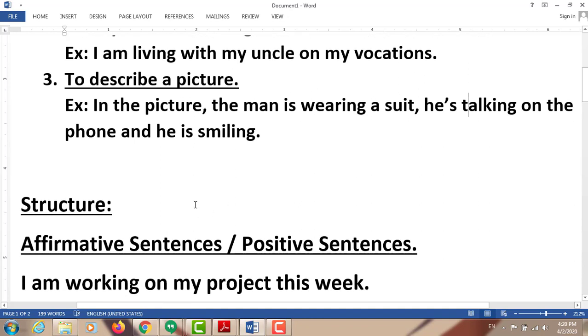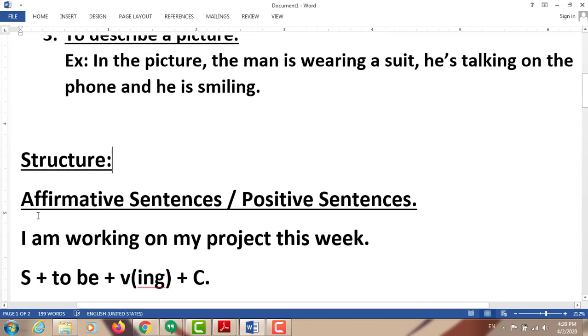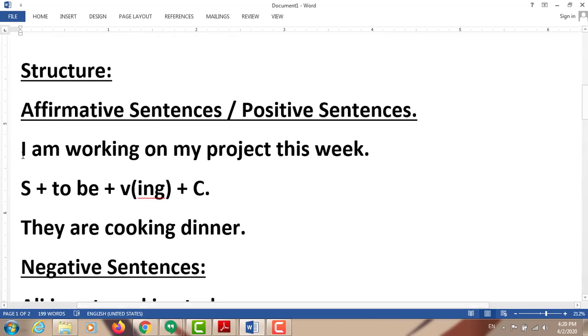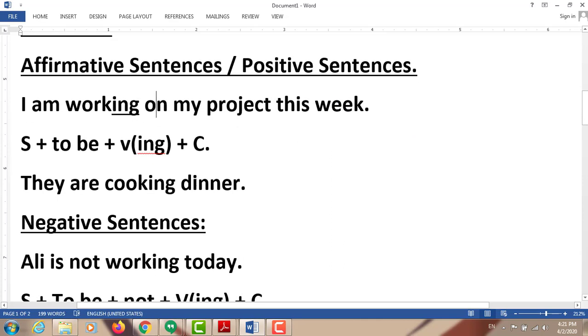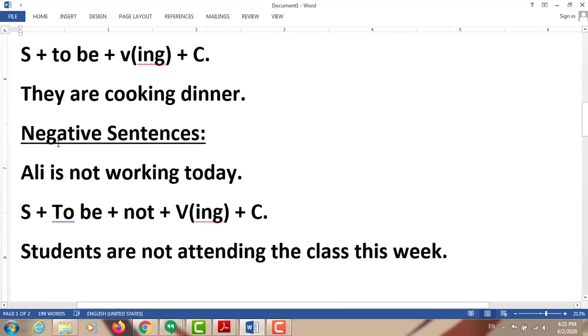The structures, I mean, how do we make the structure for present continuous? It's easy. Affirmative sentences or positive sentences. I'm working on my project this week. So first we have subject I, and then we have to be: is, are, or am, and then the verb. This is the verb, and our verb must take what? Ing. Here we go, you put ing. Okay, let me underline this. And then we have complement as well. They're cooking dinner, so this is our subject, this is our helping verb to be, and this is verb ing, and complement.